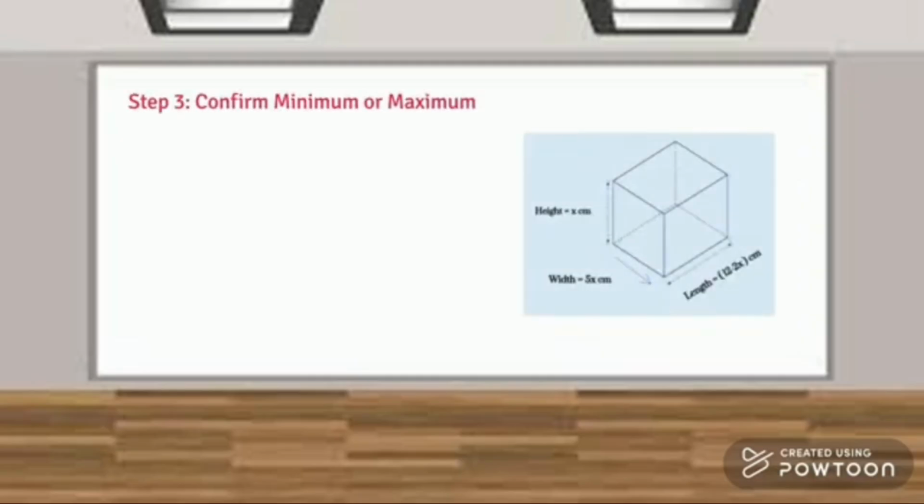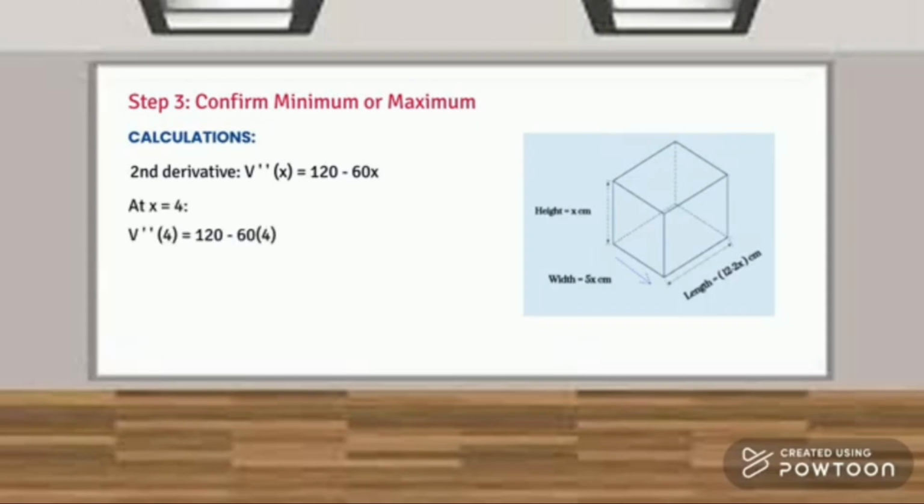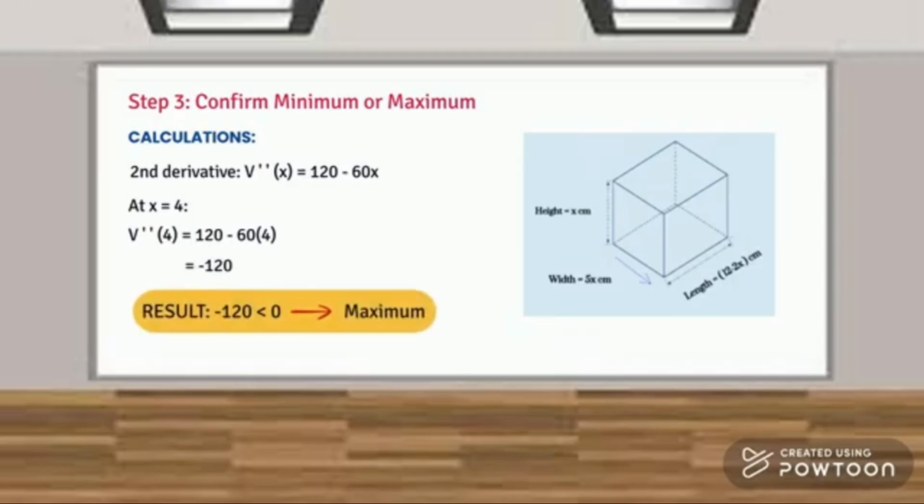We should verify this is truly a maximum. Let's use the second derivative test. The second derivative, V double prime, is 120 minus 60x. At x equals 4, V double prime of 4 equals 120 minus 60 times 4, which is negative 120. Since this value is negative, the function is concave down at this point, confirming it's a maximum.